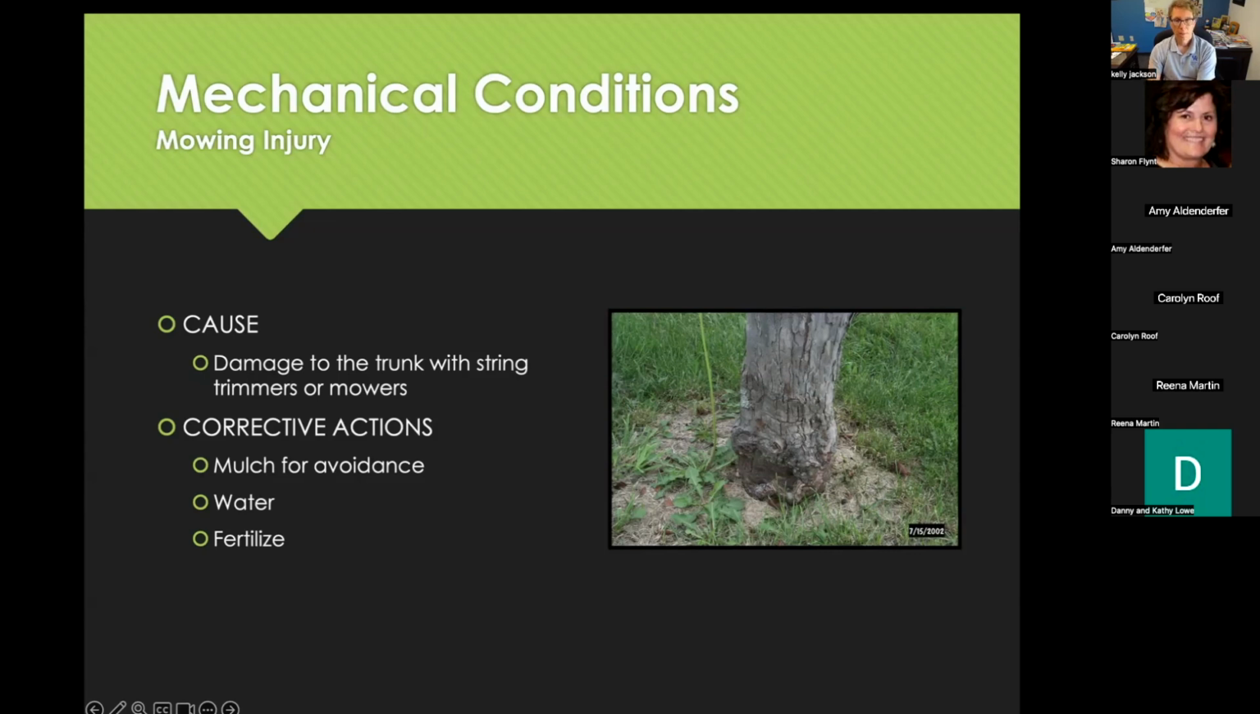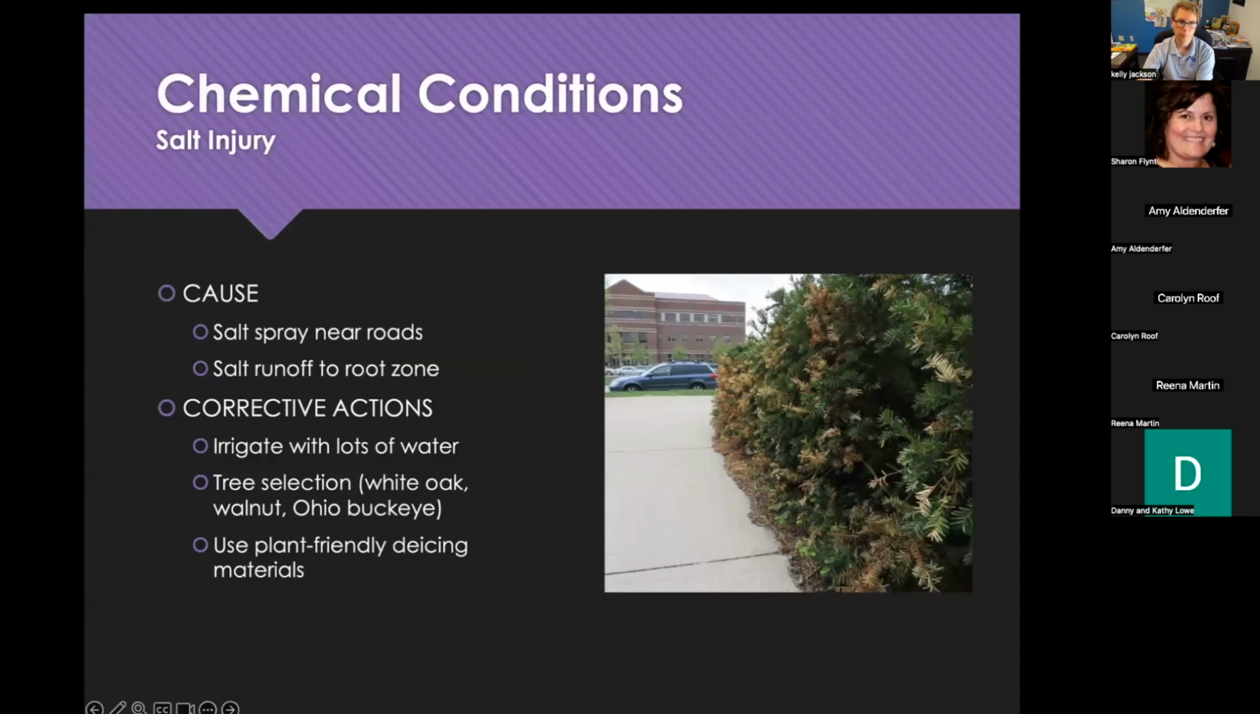So mulch for future avoidance if you've got this issue, additional water during stress periods, and fertilize, trying to get it to compartmentalize. I would say this picture itself also shows not much of a flare going on, so there may be additional problems happening here. Okay, we're on the home stretch now, just a couple left.